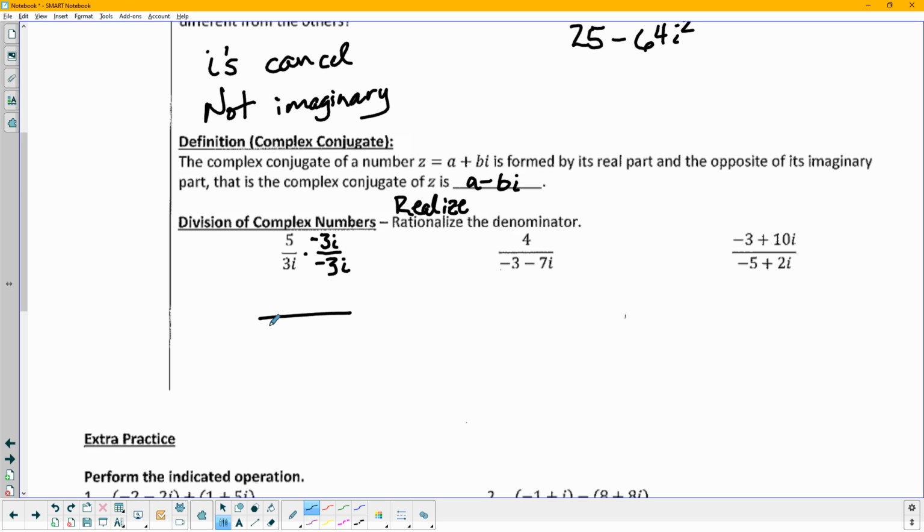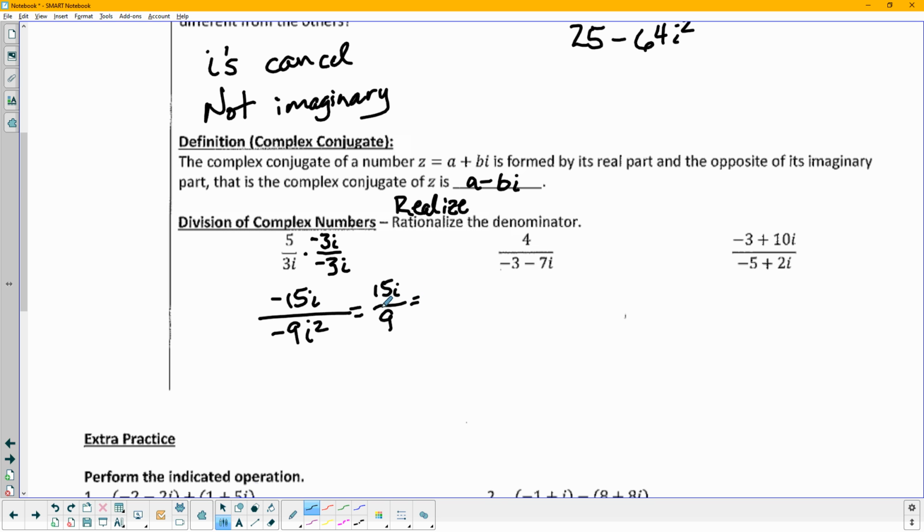That's going to be 3 times 3, and 3 times negative 3 is negative 9, and I have i squared. I will simplify that in a second, but let's look at what happens to the top. 5 times negative 3i is going to be negative 15i. The i squared again turns into negative 1, and negative 1 times negative 9 is positive 9. So my bottom is 9, top is 15i.